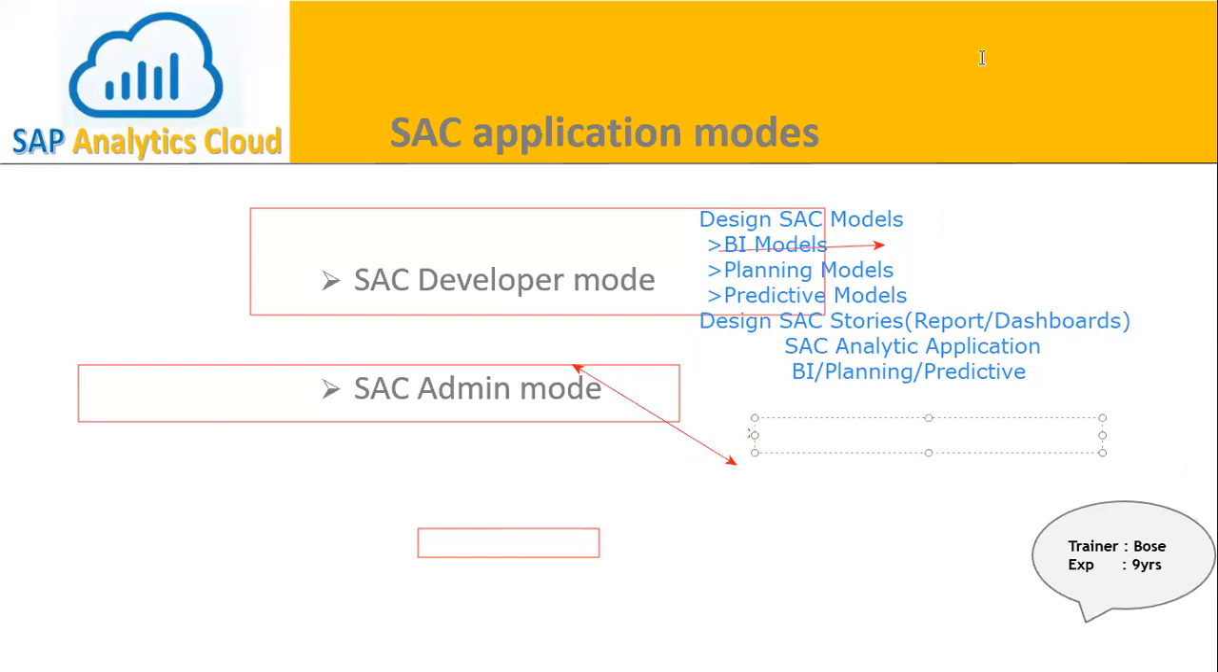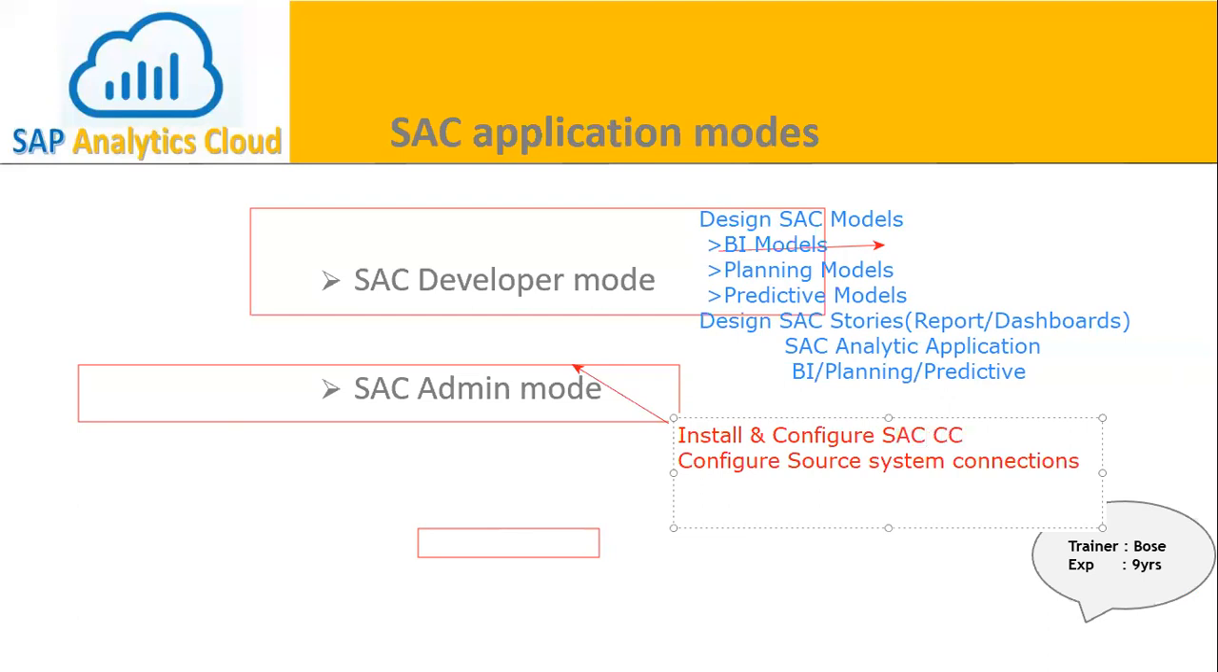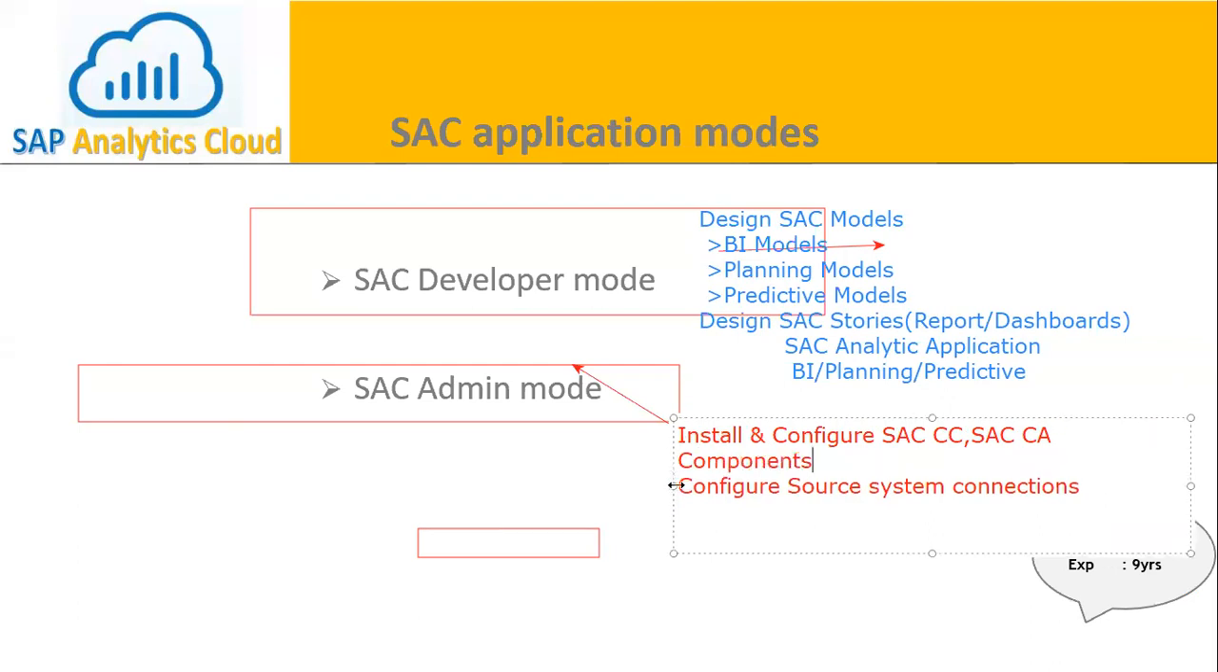We configure source system connections. Before that, I have to mention something: install and configure SAC Cloud Connector, CC, and SAC Cloud Agent, CA. These are the two tools, or components. These we also have to do as an admin.